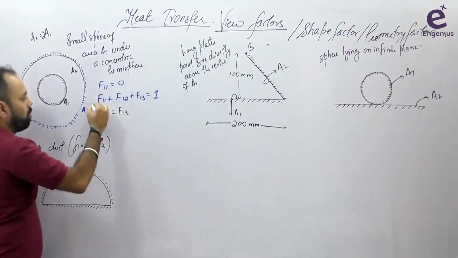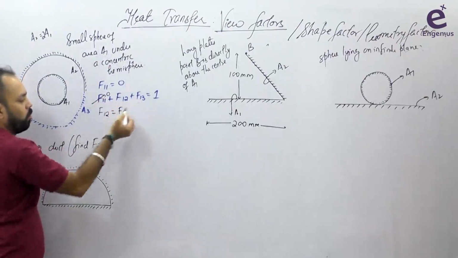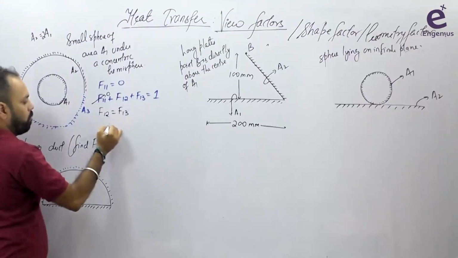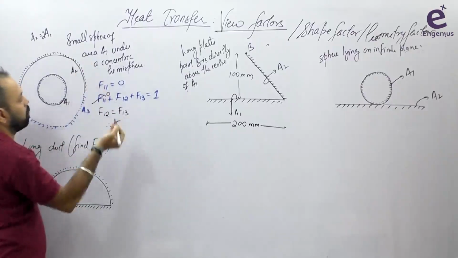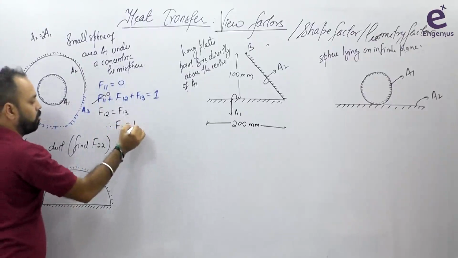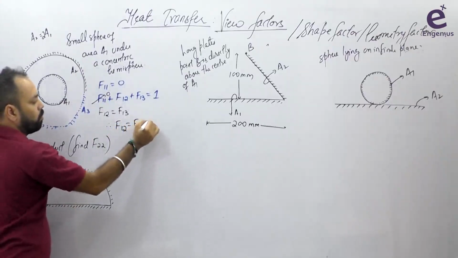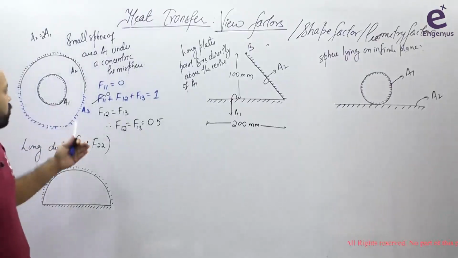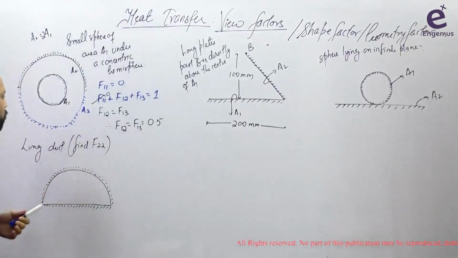Symmetry. F11 is equal to 0. F12 plus F13 is equal to 1. They are equal, therefore F12 is equal to F13 is equal to 0.5. So I have applied symmetry, summation, and inspection, the self-view factor.